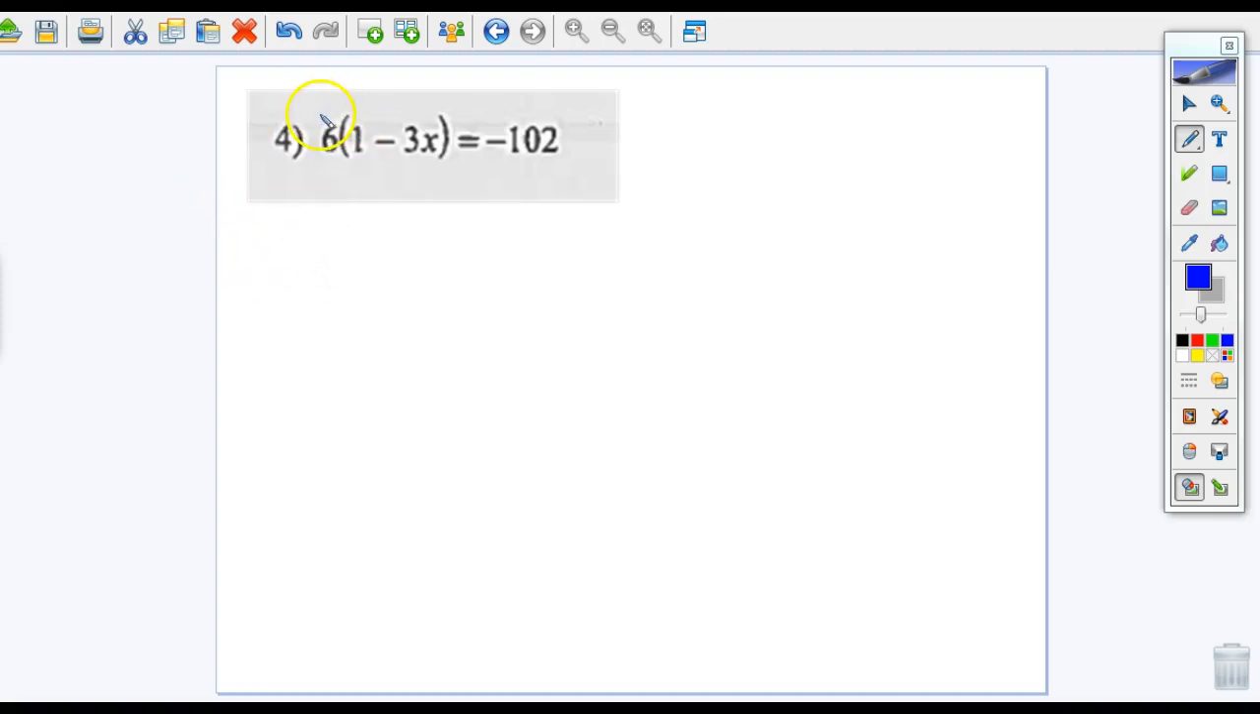Okay, so here I go. I have a positive 6 times a positive 1 that I need to distribute, right? First I'm going to distribute. I'll write that down.